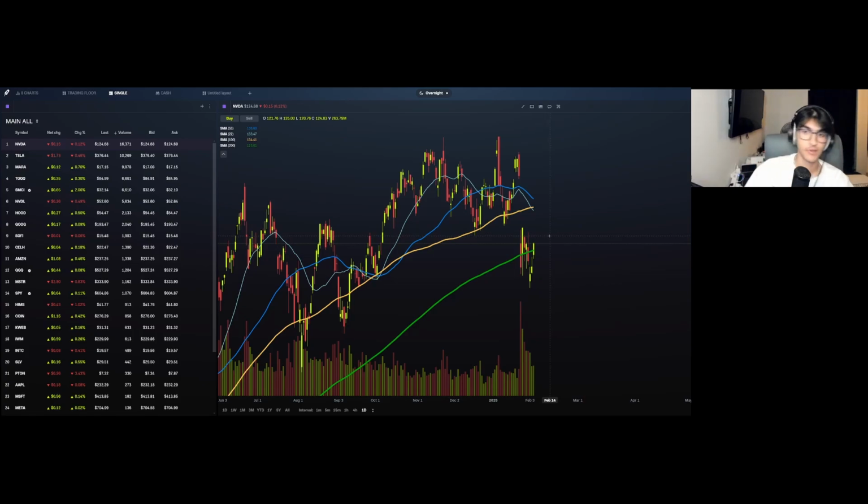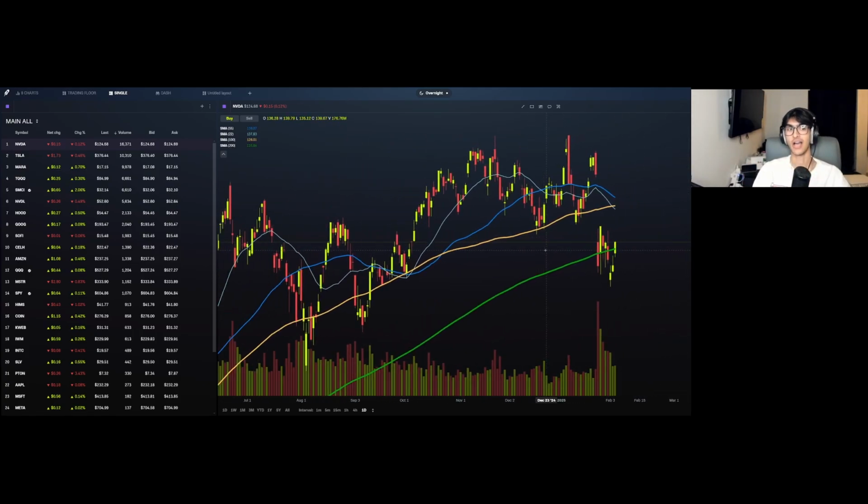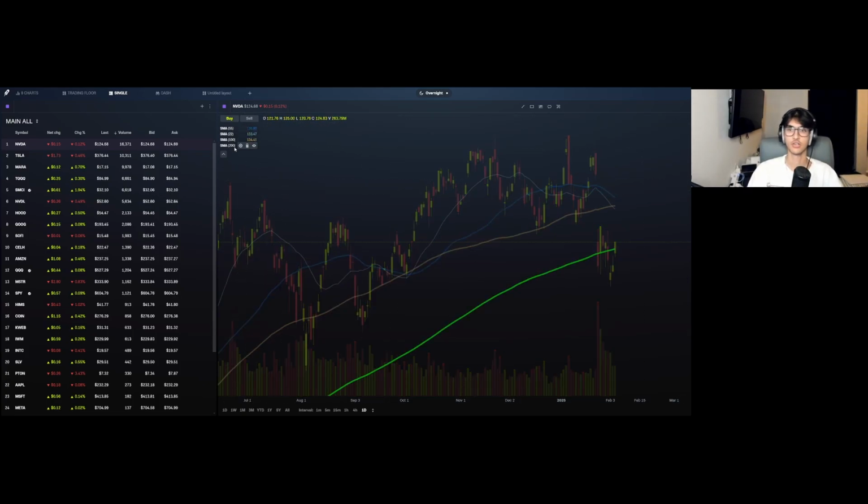That's my first. We're on the daily. So how I analyze stocks on a longer time frame is I use my SMA setup, which is the 22, 55, 100, and the 200.